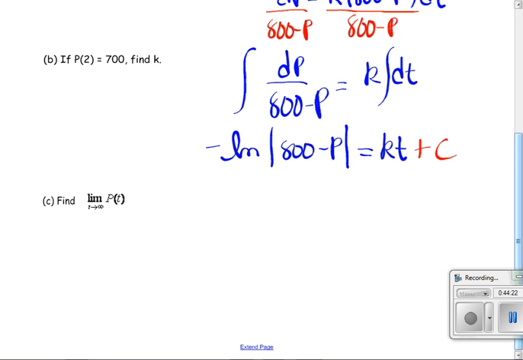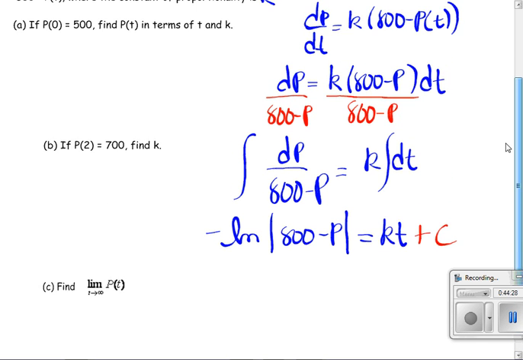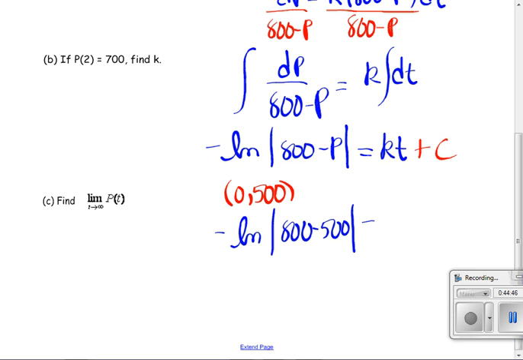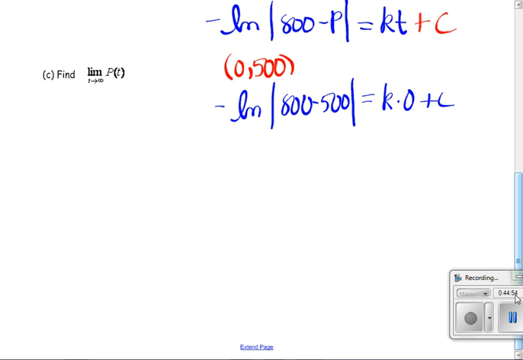If there's anything you can prepare for, it's this. Now it says P of 0 is equal to 500. So we'll go ahead and substitute that in. I don't have a scoring rubric, so I kind of have to do this. So it's negative ln of the absolute value of 800 minus 500, which is negative ln of 300, equals k times 0 plus c. You're noticing that they're all the same? Negative log of 300. Can I bring that negative sign inside there? No. I saw that a lot.